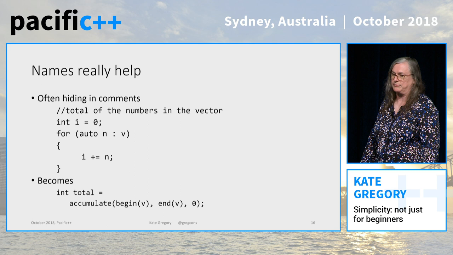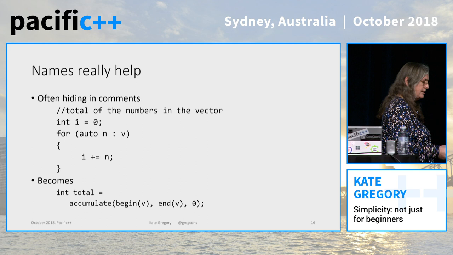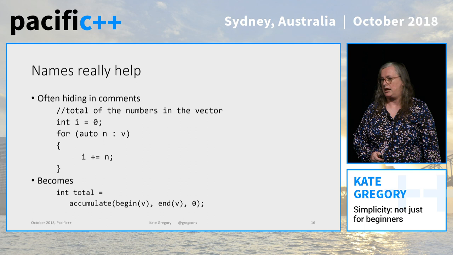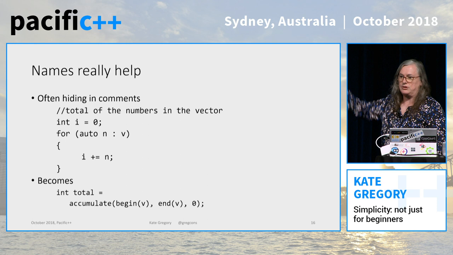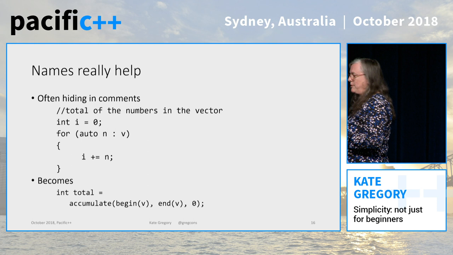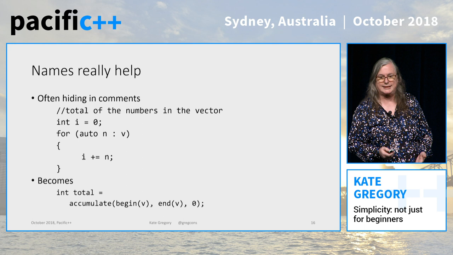It even has begin of V and end of V, which some people see as noise, and sometimes I agree, but in this case it's making it very explicit that it's the entirety of the vector that's involved. The only mystery that's left is the zero, which is exactly the same as the zero in int I equals zero, so nothing new there. The new code is simpler not because it's shorter, but because it's more expressive, because now it's called total instead of I, and because now it's using a known thing, accumulate, rather than a raw loop.